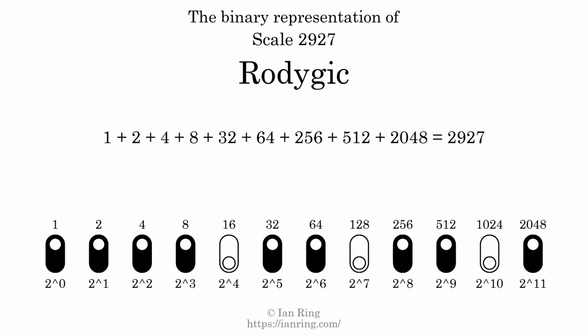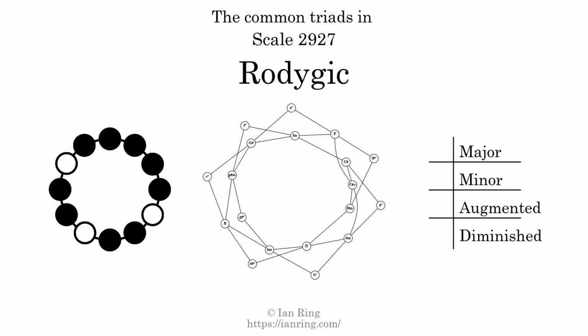2927. The scale number not only enumerates the scale with a unique index, but it also literally describes the tonal content of the scale. Represented as a binary number in base 2, the scale number is 101101101111. Here are the common triads present in this scale.